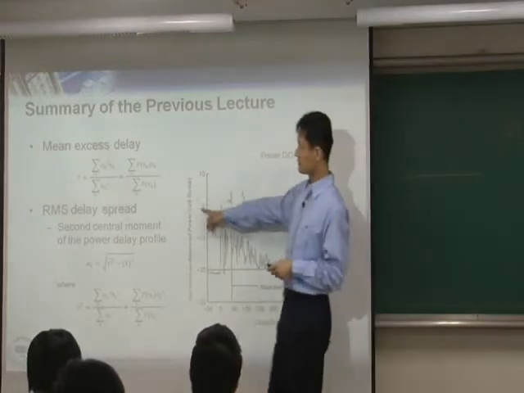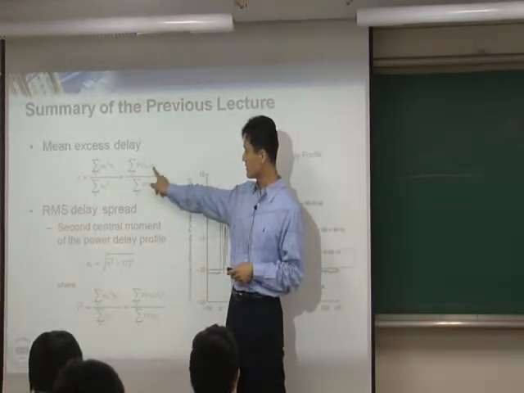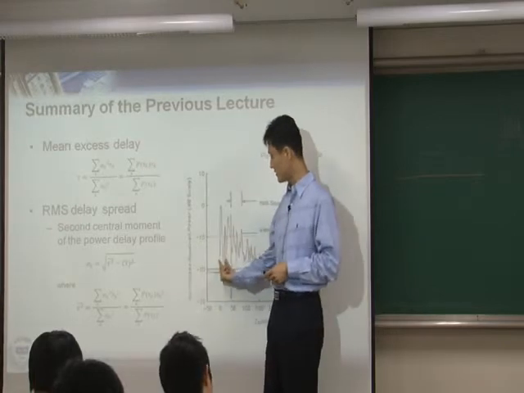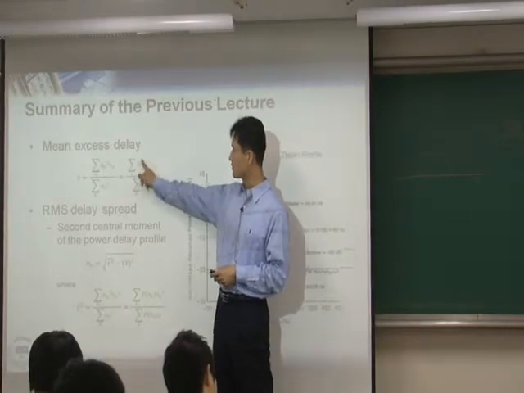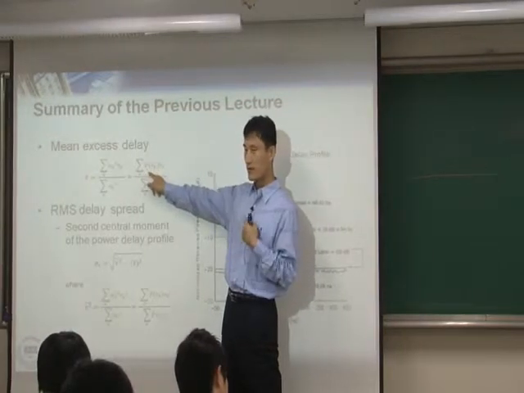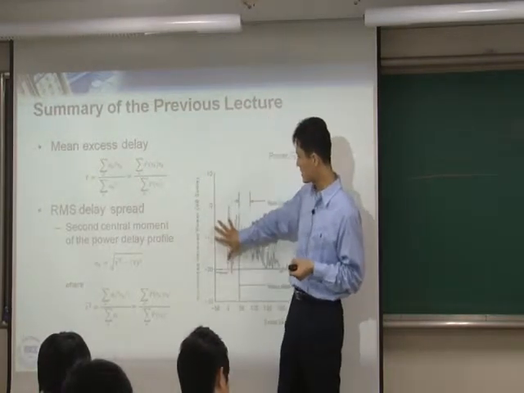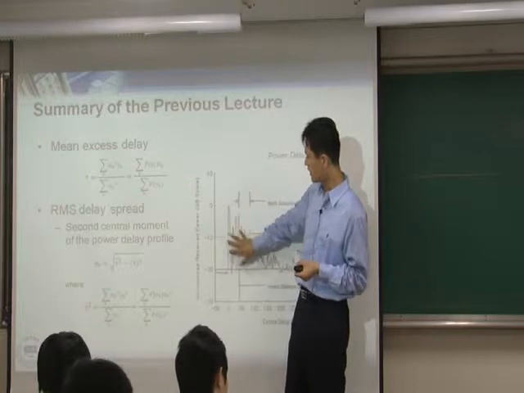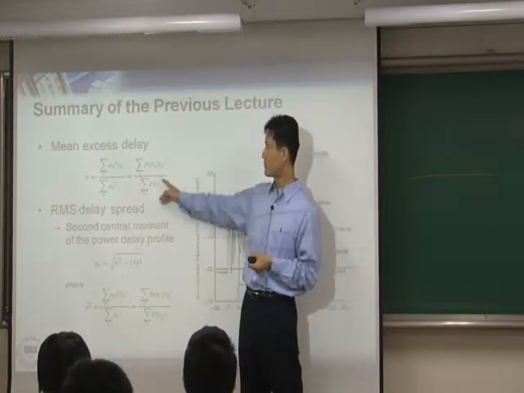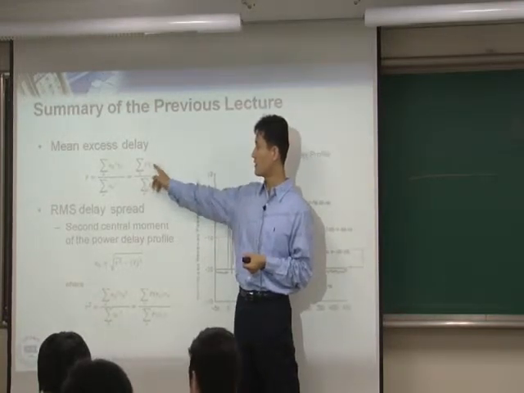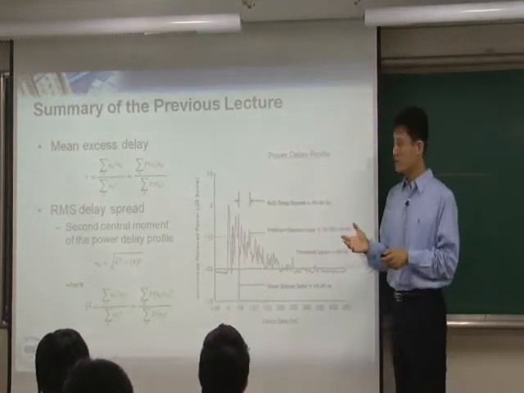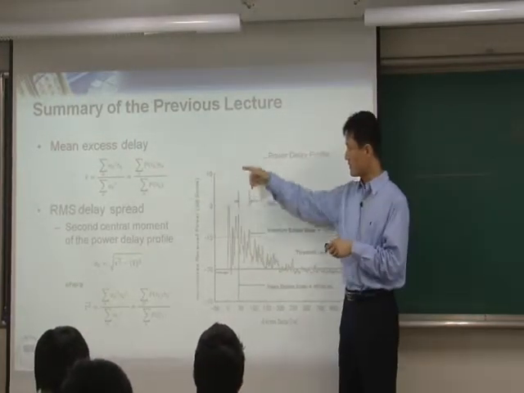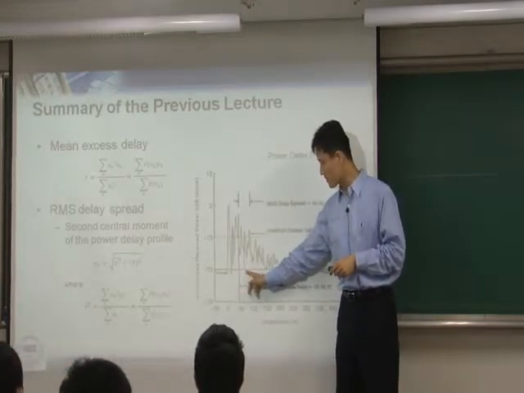You see that this is a delta. This is tau, meaning the delay for each path. But this one is kind of a weight, because this one basically means the power of each path, right? So by multiplying the power of each path with its delay, you are taking a weighted average. So if you take the mean excess delay, that's going to be somewhere here.